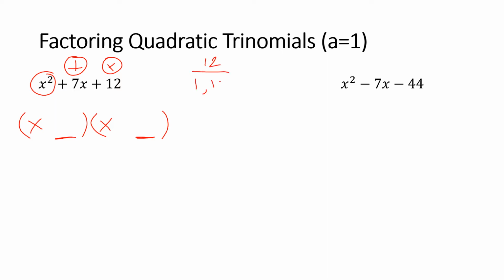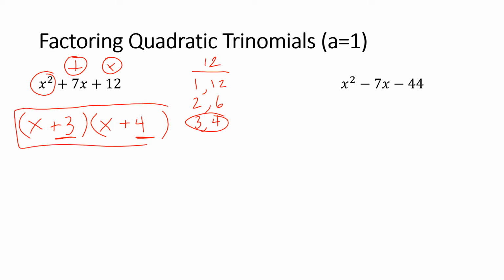There's 1 times 12, 2 times 6, and 3 times 4. Of everything that multiplies together to give you 12, the only combination that adds up to 7 are 3 and 4. So here we would have x plus 3 and x plus 4. Those are the factors of x squared plus 7x plus 12.